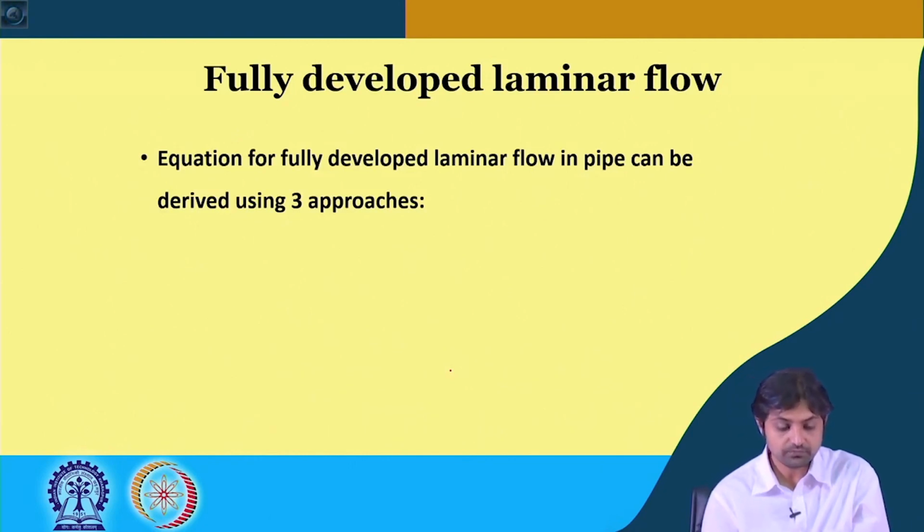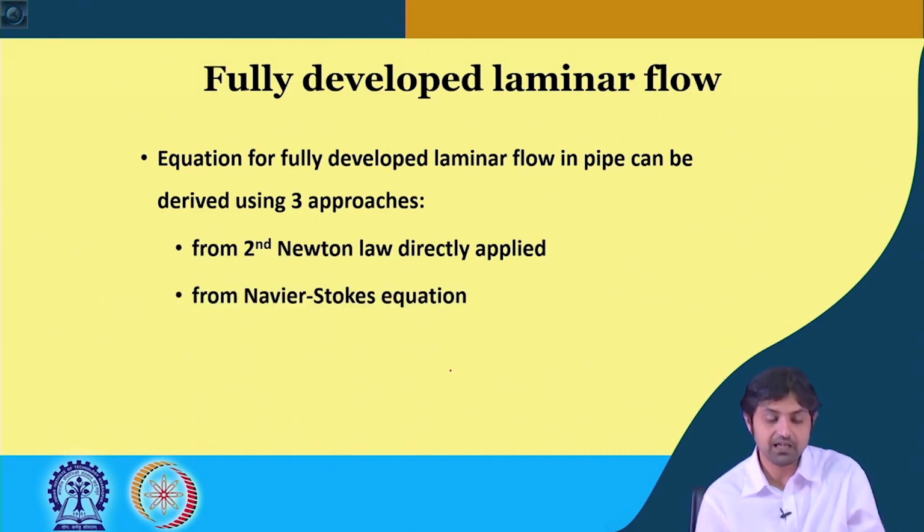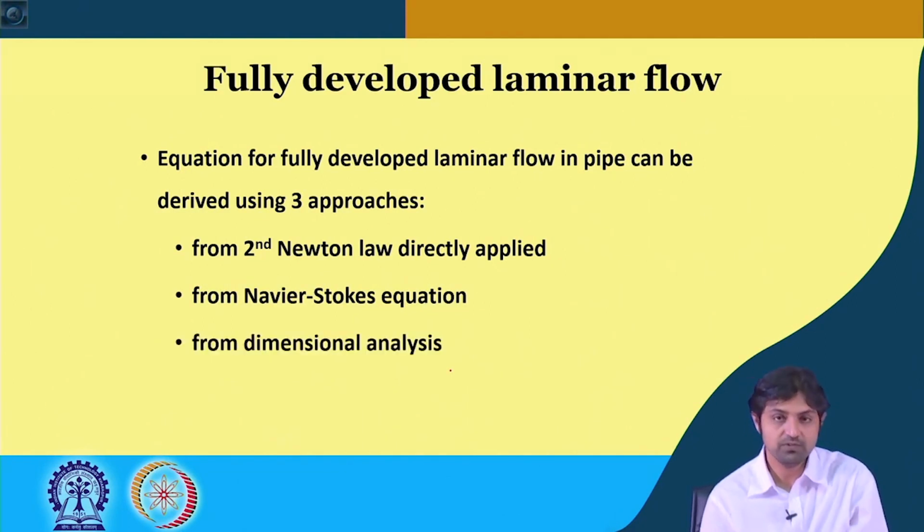The equation for fully developed laminar flow in a pipe can be derived using three approaches. What are these three approaches? One is from Newton's second law, which is applied directly. Second is from using the Navier-Stokes equation. The third one is from dimensional analysis. All right.